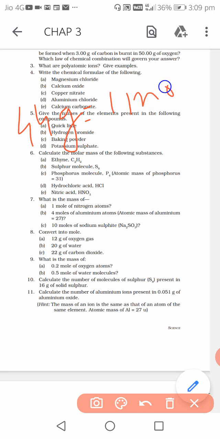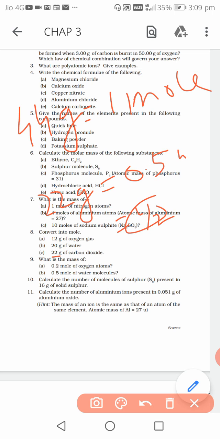1 mole. How much gram is given? 22. 22 gram will be half of it. 44 is half of 44, no? So 22 gram will be how much? Half mole. Half means 0.5, or you can write 1 by 2, half, no? Right? I hope it is clear.